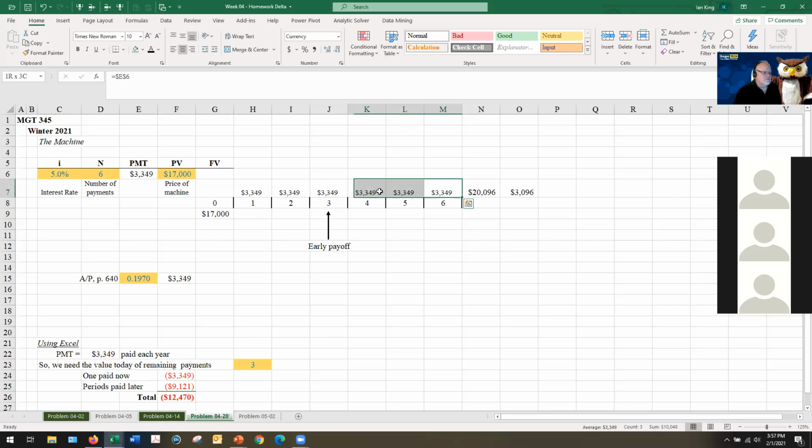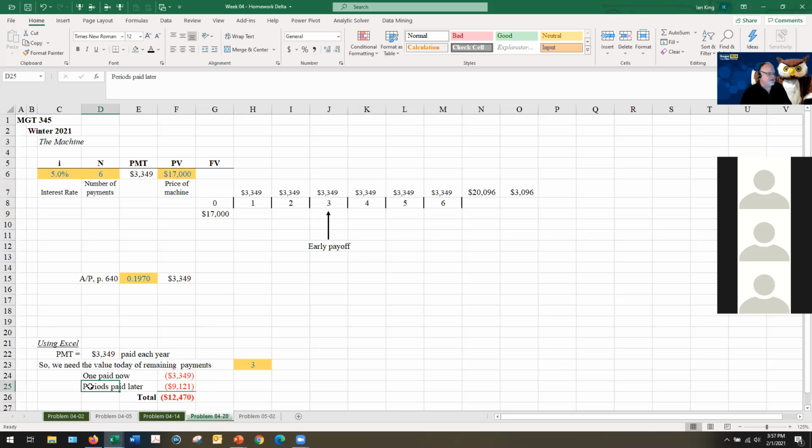So you discount the 3 years, 4, 5, and 6, a 3-year annuity essentially, and discount that back at 5% to get the value of those 3 payments you're not going to make in year 3. That gives you the 9121. So that's the future period.